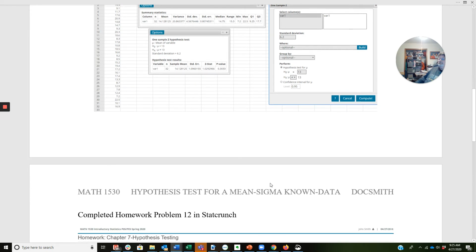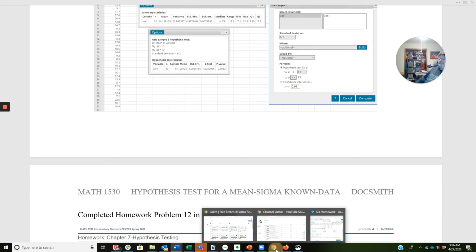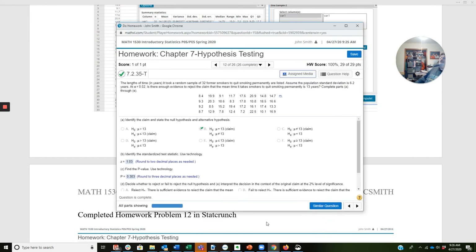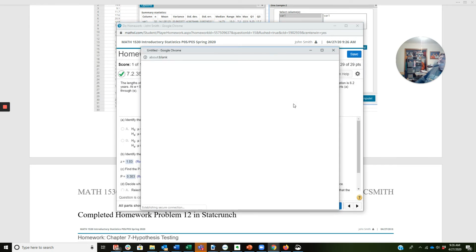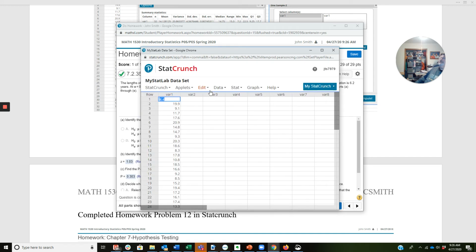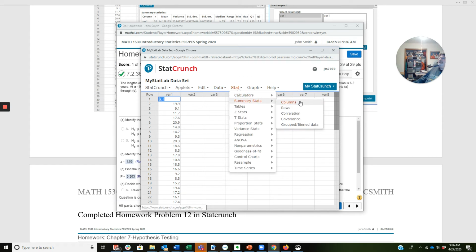So before we show the completed, let's try this in StatCrunch. So here's the problem, and notice here's the data right here. I don't have to type it in. Remember, I'm going to click this to copy the table, and it's going to open it in StatCrunch for me. There's my data. Now, I'm not going to do the summary stats again, but I'll kind of set that up. Remember, summary stats, columns, and I can do the mean and the standard deviation that way. But again, I don't need it.